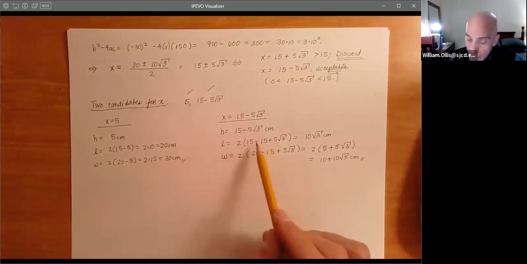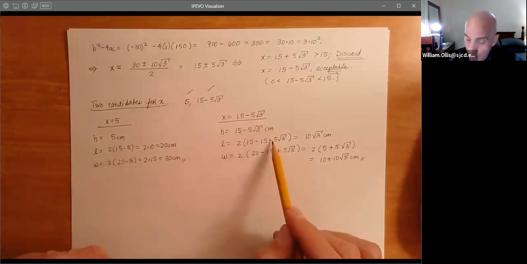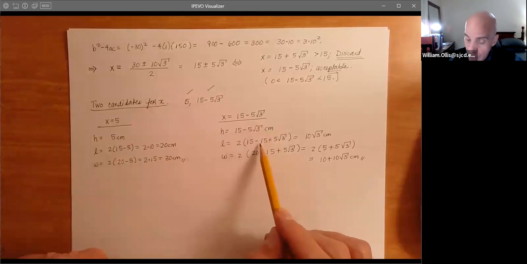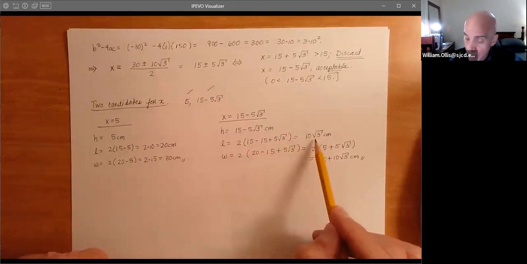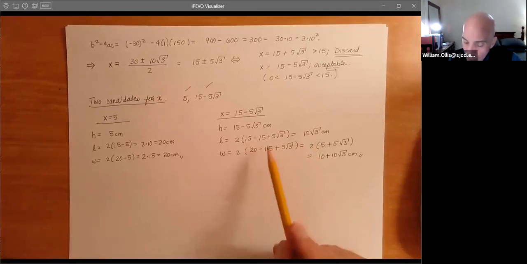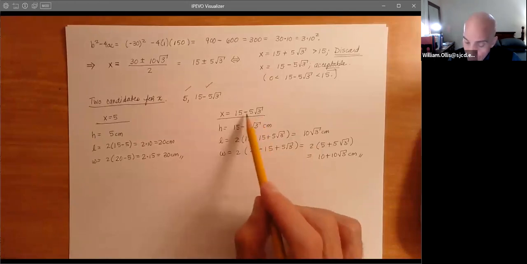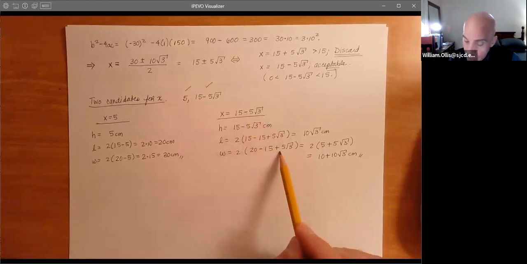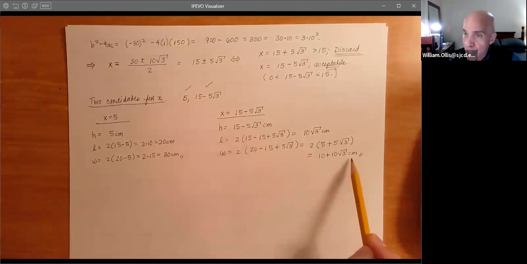Now for the irrational value, again, we have this value for the height. The length will now just be, as we have here, 15 minus this number. So we've got plus here for minus minus. So the 15s go away and we get 2 times 5 root 3, which is 10 root 3 centimeters. And lastly, we replace, again, the x with this number. Minus minus gives us a plus. The 20 minus the 15 is a 5. Hit everything with the 2, we get 10 plus 10 root 3 centimeters.